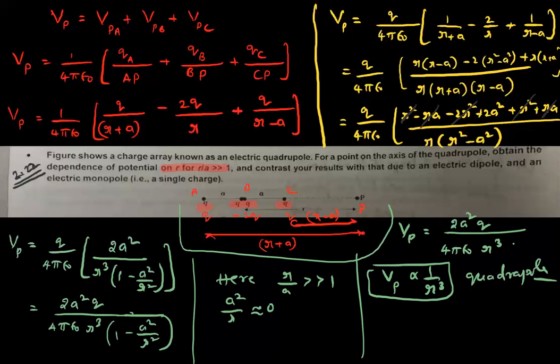Now come to the further question: contrast your results with that due to the electric dipole. In case of an electric dipole, potential is inversely proportional to R square. In case of a monopole, a single charge, V is proportional to 1 by R. That means for monopole R, for dipole R square, for quadrupole R cube, and for the further one we get R power 4. That means as the multipole order increases, the power of R increases. This is the contrast of the result. Okay, thank you.